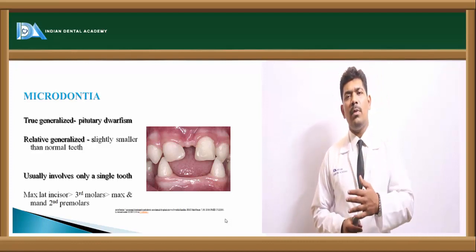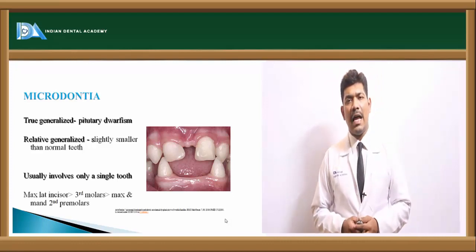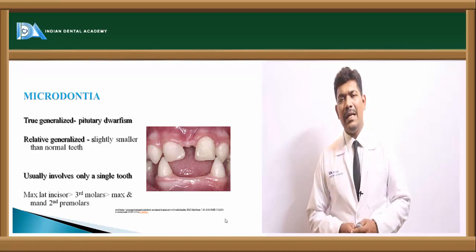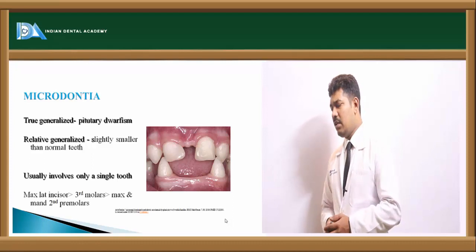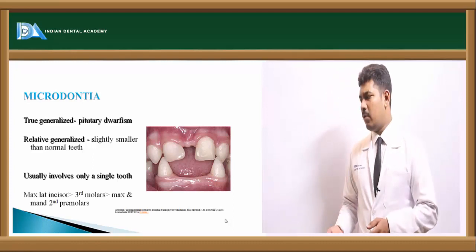The most commonly affected tooth is the maxillary lateral incisor. We also call them peg laterals. Then followed by the third molars, your wisdom teeth, and then the maxillary and mandibular second premolars.